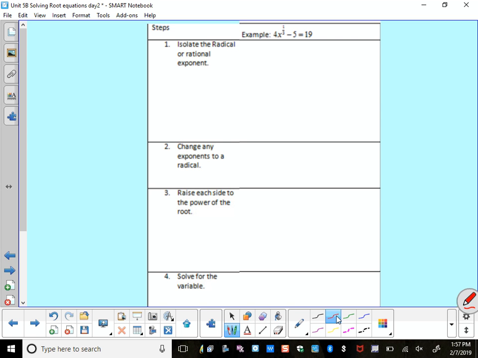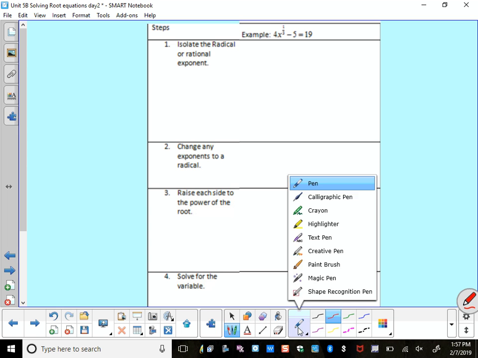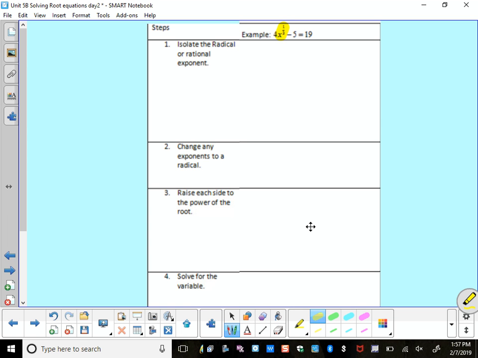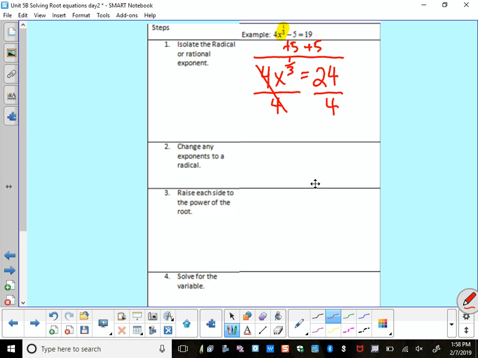So I have to isolate the radical or the rational exponent, which means the x to the power of 1/3. I want that by itself. So I'm going to add 5 to both sides. And I get 4x to the power of 1/3 is equal to 24. I still don't have my x by itself, so I need to divide by what? The 4. Okay, so I'm left with x to the power of 1/3 is equal to 6.